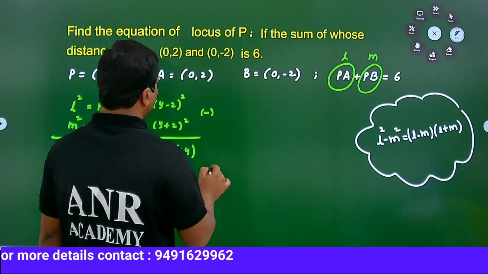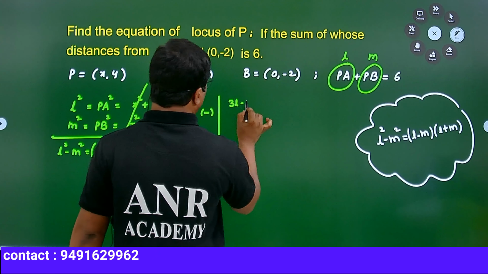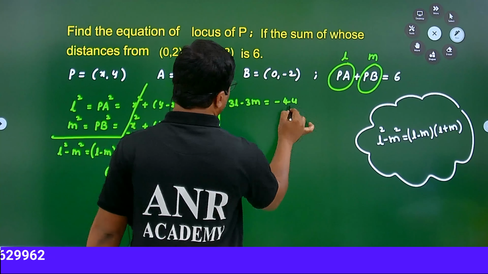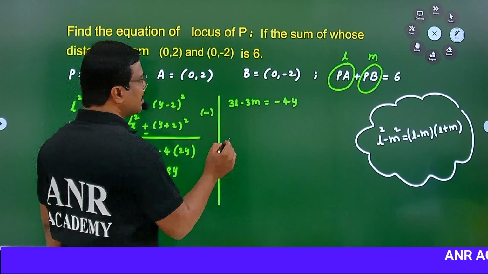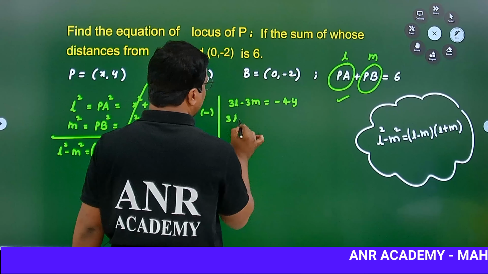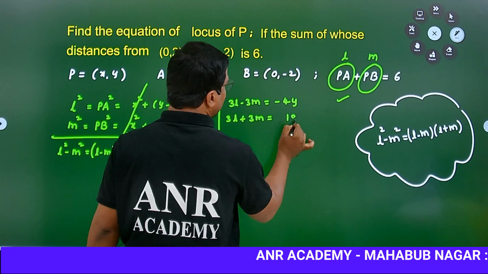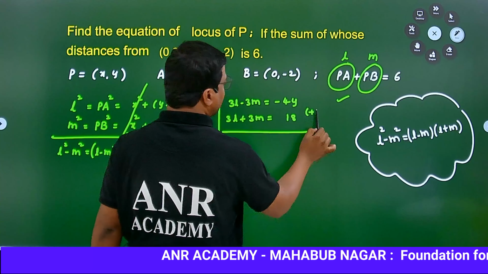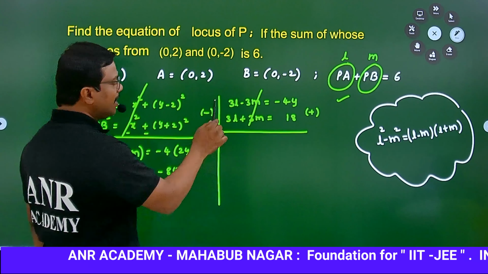Clearly you have 3 times L minus 3 times M, that is equal to minus 4Y. And you have L plus M equal to 6. If you multiply this one with 3, 3L plus 3M, that gives the result 18. Now adding these two, 3M gets cancelled. What is 3L plus 3L?